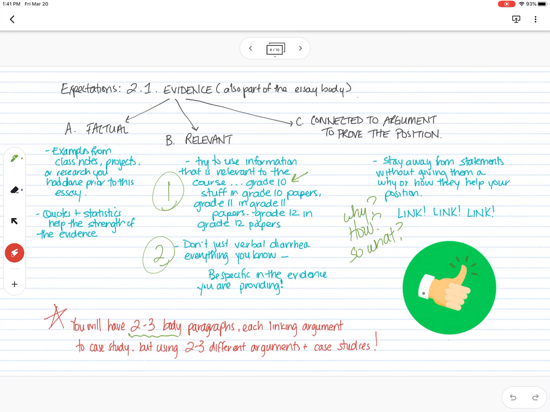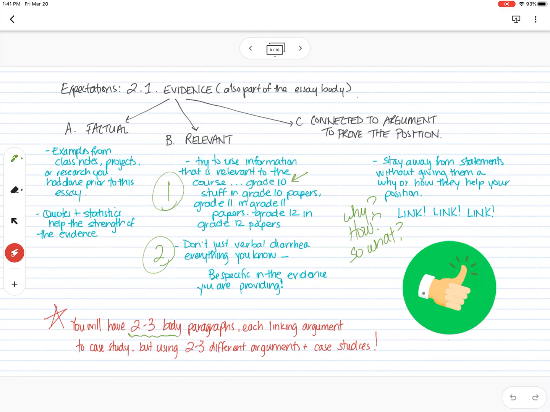The expectation that we look at next was that category right next to argumentation on the rubric, and that is a look at evidence. Evidence, again, is going to be part of the body of the essay, so we're looking at those 3 body paragraphs, and evidence for us is going to have to be factual, relevant, and connected to the argument to prove the position.